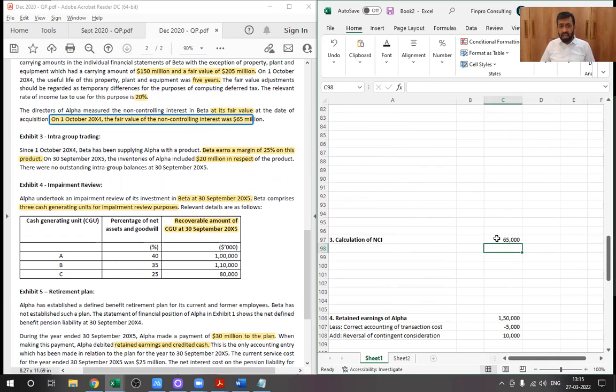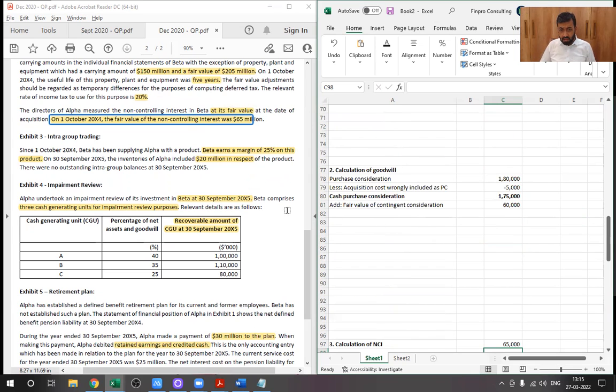$65,000. NCI is 65,000 here. The second impact of that will be in this. Add NCI at fair value. My total consideration is this, my NCI is this.